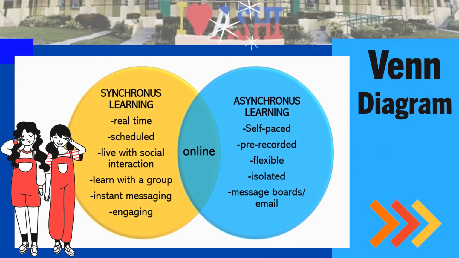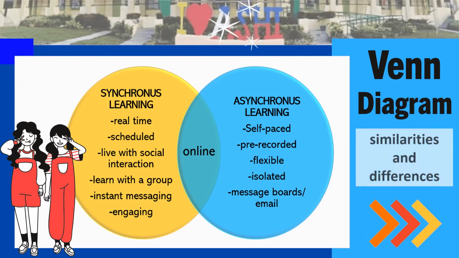Another one is the Venn diagram. The Venn diagram uses overlapping shapes, usually circles, to show the similarities and differences between two or more items, or even concepts.